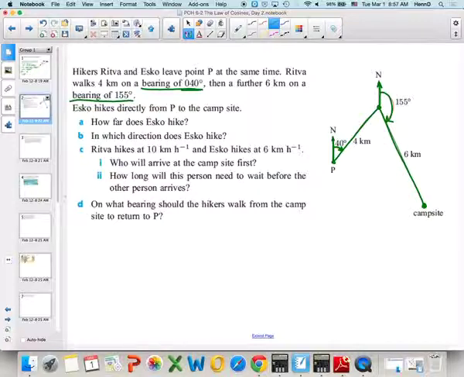How do you find the angle there? Well, we'll get to that.